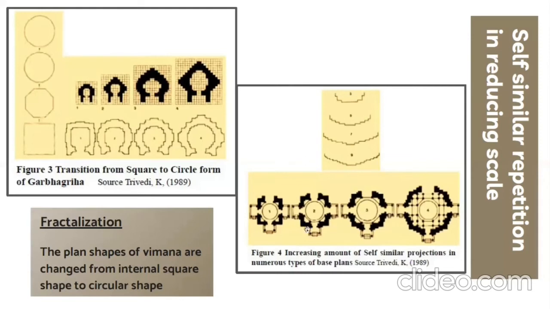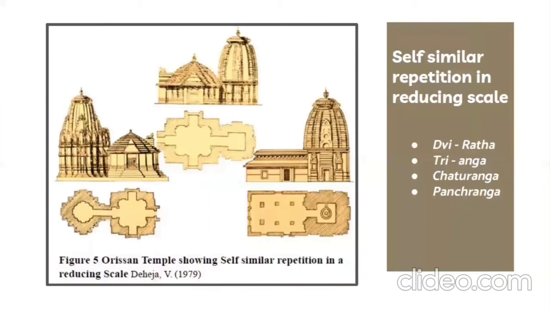In figure 4, a recursive process is used, which involves self-similar repetition in a progressively shrinking scale, often used to produce the shapes of different elements of the shrine. In the simplest shape, it could be Dviratha, having only two projections, or Triyanga, where an additional member called Pratiratha is inserted between Bhadra and Kona. Similarly, with more iterations, plans like Chaturbhanga and Panchabhanga are made.